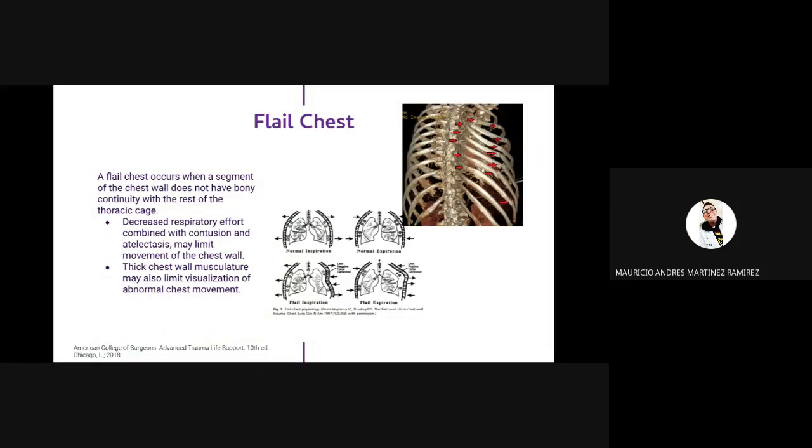A flail chest occurs when a segment of the chest wall does not have bony continuity with the rest of the thoracic cage. Diagnosis sometimes is difficult because decreased respiratory effort, combined with congestion and atelectasis, may limit movement of the chest wall, and thick chest wall musculature may also limit visualization of chest movements. This diagnosis is suspected in patients with chest wall pain after injury. Crepitus, chest wall asymmetry, paradoxic breathing, and dyspnea are often present.